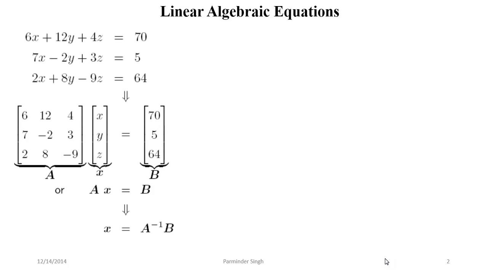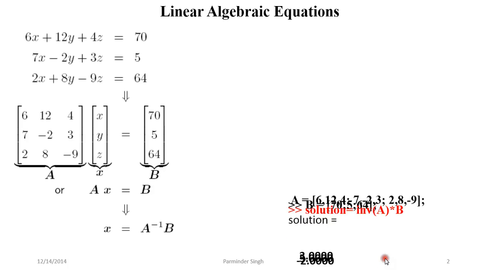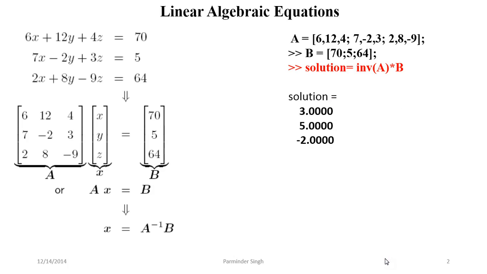Now this technique can also be used in MATLAB to solve for such equations. In MATLAB, what we do is we represent matrix A as 6, 12, 4, semicolon 7, minus 2, 3, semicolon 2, 8, 9, and then matrix B is written. The solution can be calculated in MATLAB. In the command window, we write inv, inverse of A star B, and then we click enter. We get the solution as 3, 5 and minus 2.